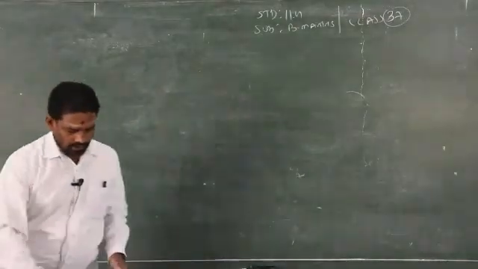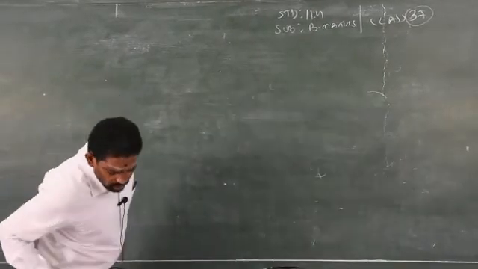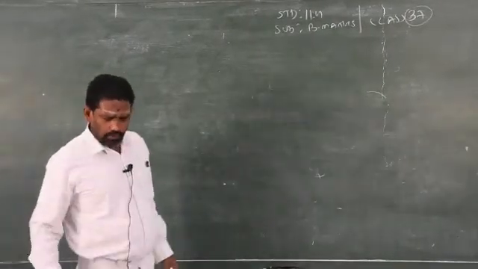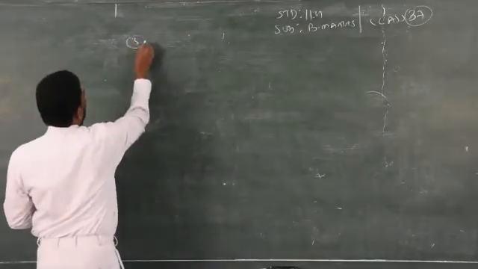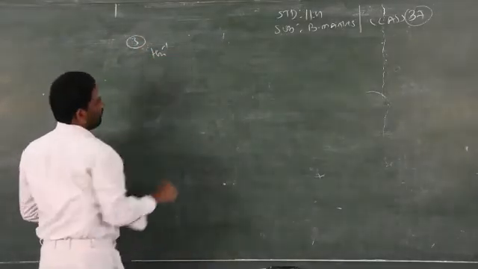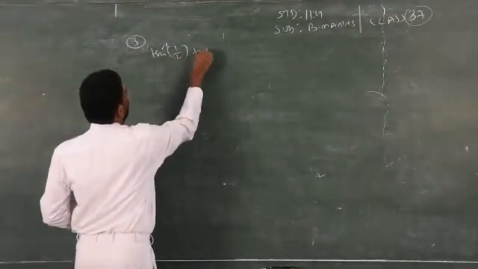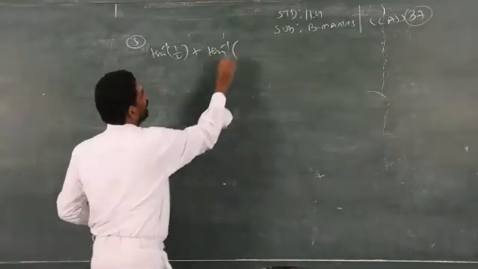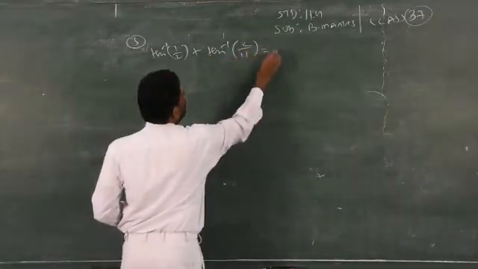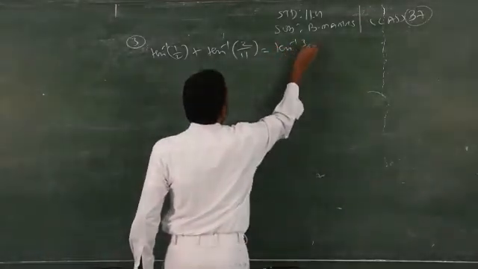Next, sum number 3. Show that tan inverse of 1 by 2 plus tan inverse of 2 by 11 is equal to tan inverse of 3 by 4. This is also the same model.